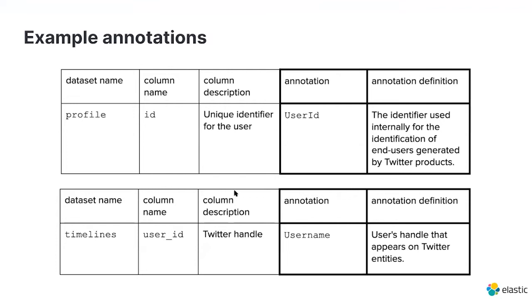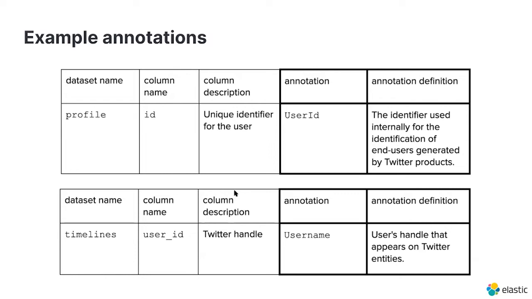Let's say that we have a dataset named profile that has a column called ID, which has the column description as unique identifier for the user. Here, the column is annotated as user ID. In the absence of the annotation, it is very tough to determine exactly what the ID means for the dataset.